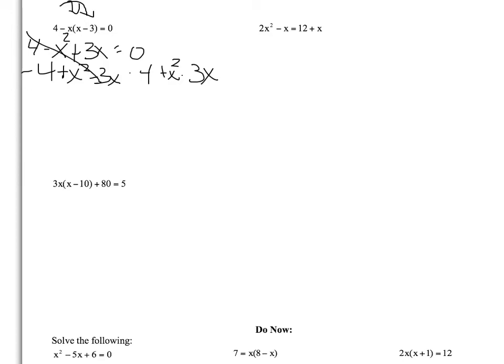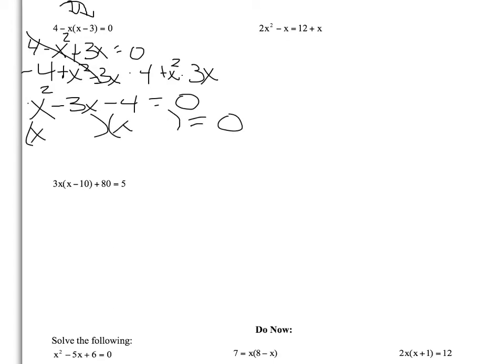When I move it over, write it highest power to lowest power, I would have x squared minus 3x minus 4 equals 0. From there we factor it because it's set equal to 0. Factors of 4 are 2 and 2, 4 and 1. We will use 4 and 1 in order to add or subtract to a negative 3. I have to have a negative 4 and a positive 1 to get to a negative 3. Set both factors equal to 0. And you will get x equals 4 and x equals negative 1.